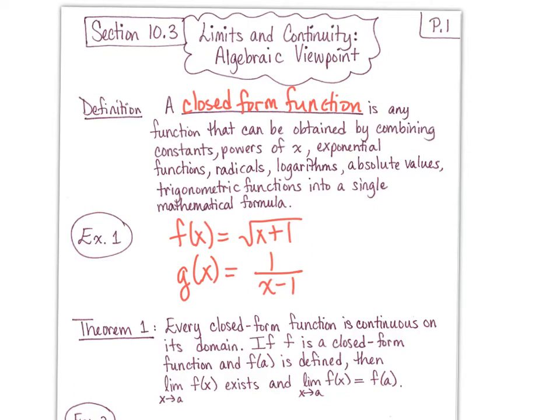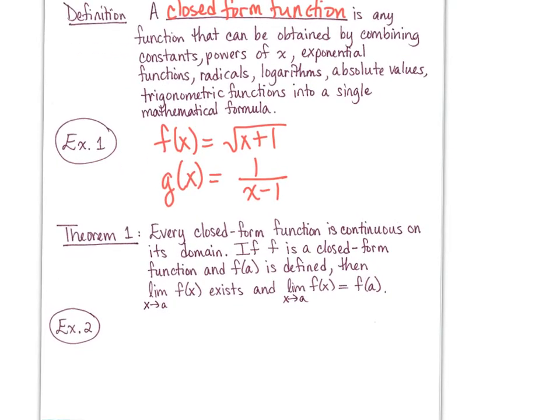A theorem says that every closed form function is continuous on its domain. So that means if f is a closed form function and f of a is defined, then the limit of f of x as x approaches a exists, and the limit of f of x as x approaches a is in fact equal to f of a.